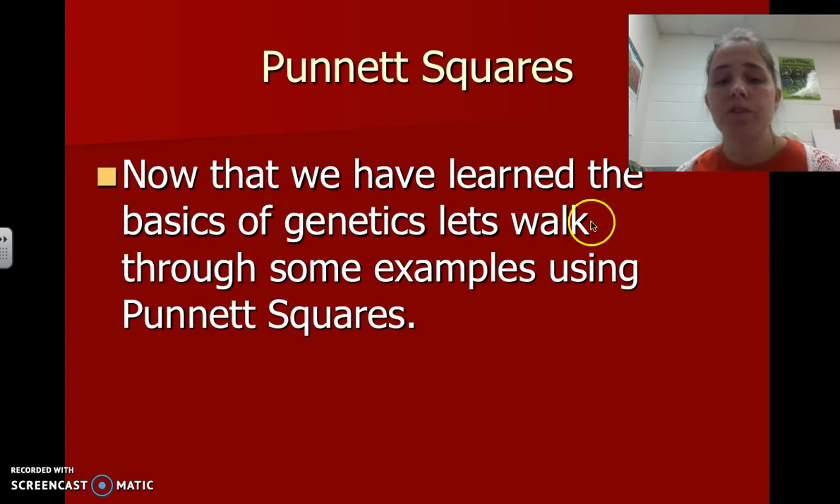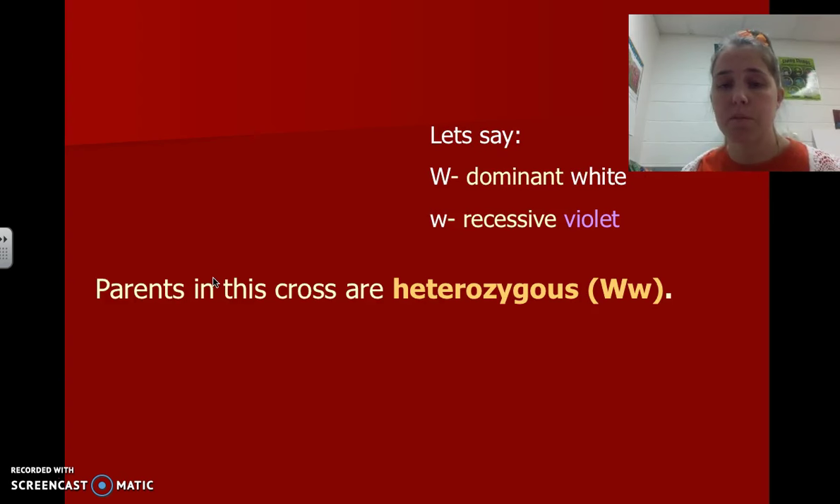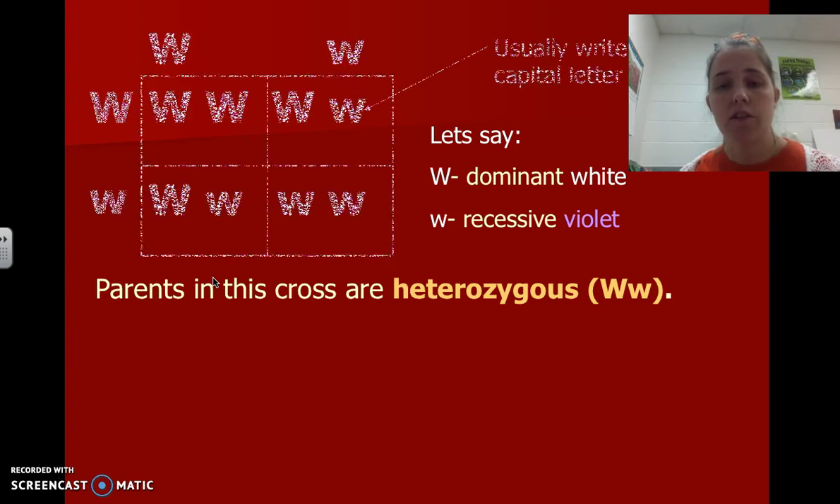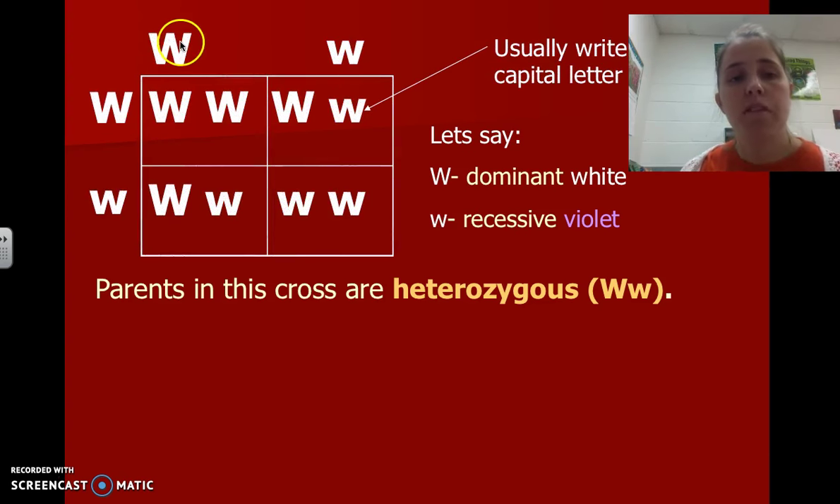Okay, so now that we have learned the basics of genetics and Punnett squares, we're going to walk through some examples. So we're going to first look at parents that are heterozygous. So we have a big W and a little w, big W, little w. Okay? So we carry them down. So big W, big W, big W, big W, little w, little w, little w.